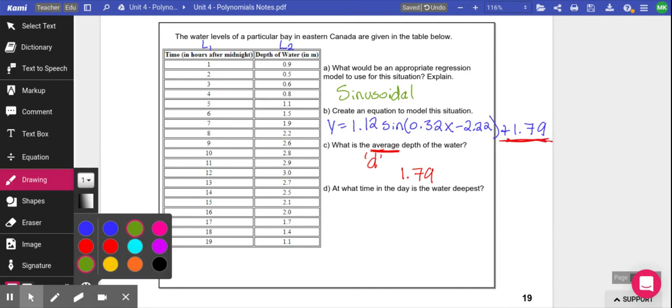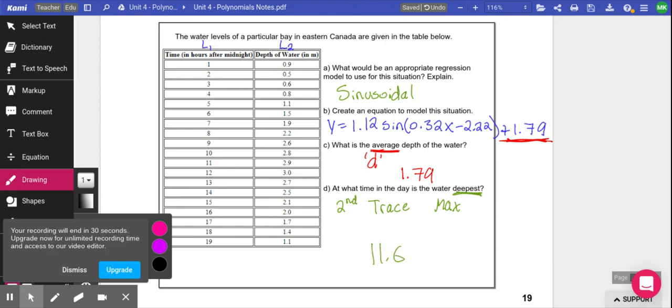What time of day is the water deepest? I'd want to go second trace maximum, right? Because it's the deepest. If you do that, you should find that the deepest point is at 11.67.